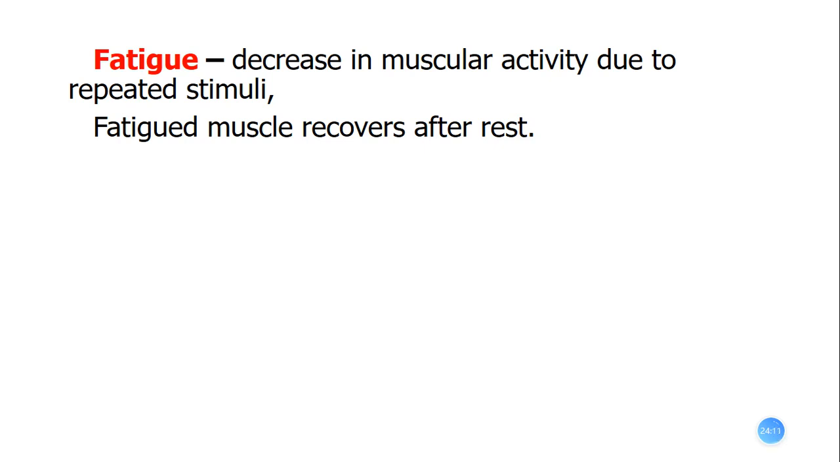The causes of fatigue are usually the exhaustion of acetylcholine in the neuromuscular junctions, and another reason is accumulation of metabolites like lactic acid and phosphoric acid, and it is also because of lack of nutrition like glycogen, and lack of oxygen. Because of lack of oxygen, the muscle will be fatigued.